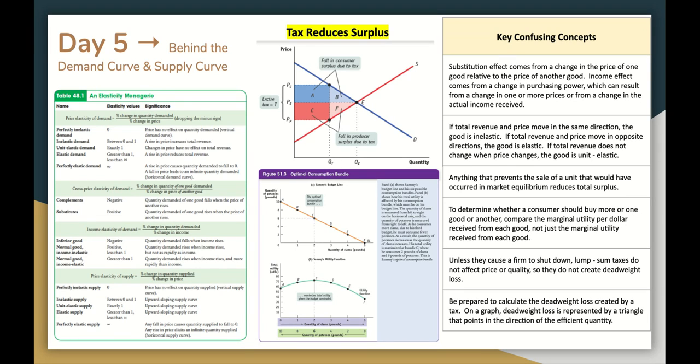Day 5 is all about Unit 8 and Unit 9. Unit 8 is called Behind the Demand Curve. That looks at the consumer perspective. And Unit 9 is called Behind the Supply Curve. That takes a look at the producer's perspective, our introduction to costs, and that important information.